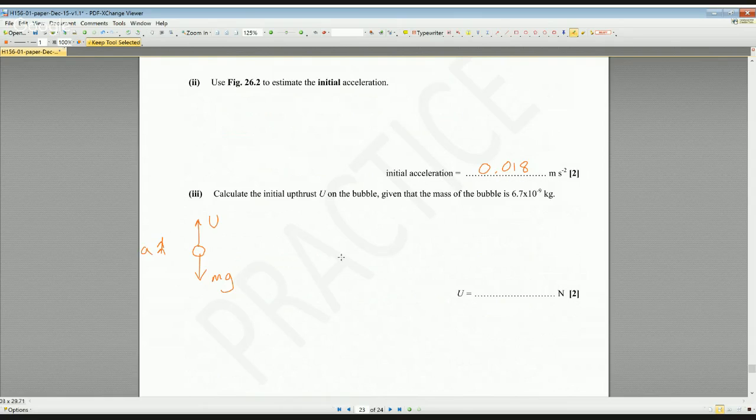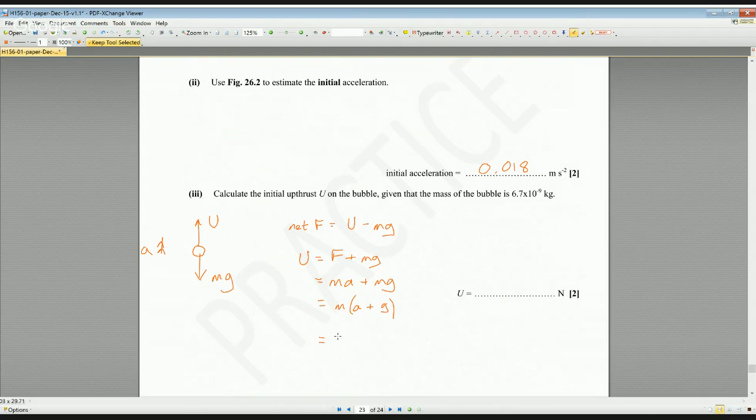This is very similar to the question we attempted right at the beginning in the multiple choice section. So we can say the net force F is equal to the difference between the upthrust going upwards and the weight acting downwards. We rearrange that, the upthrust is equal to F plus mg. Net force F equals ma, so ma plus mg. And just as we got in the earlier question, that factorizes to m multiplied by a plus g.